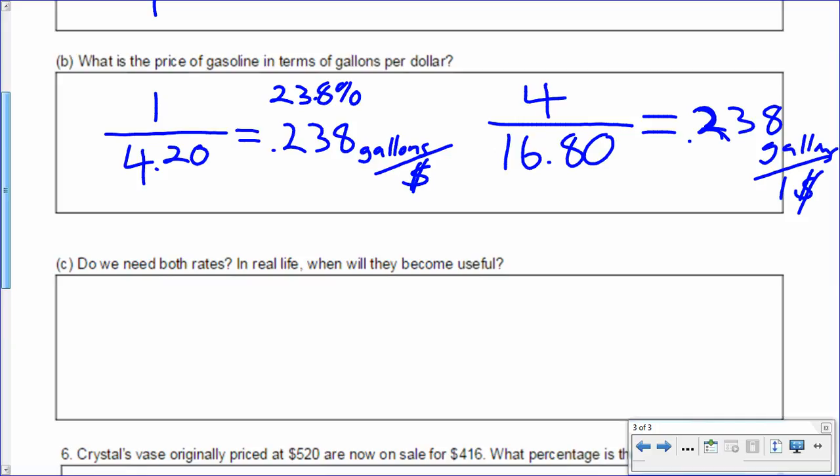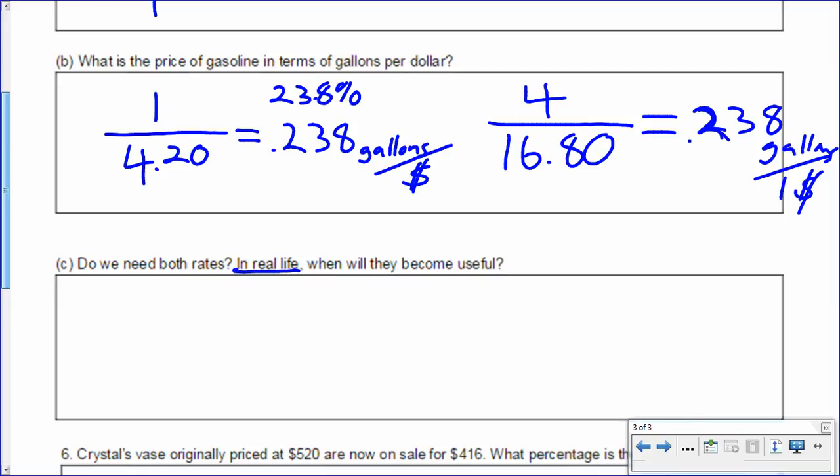So, question C, do we need both rates in real life? Well, yes. I don't know if we need them, but they can certainly be useful in certain circumstances, if those circumstances happen to come up in real life as opposed to some sort of simulation we may be living in or something. So anyway, do we need both rates?